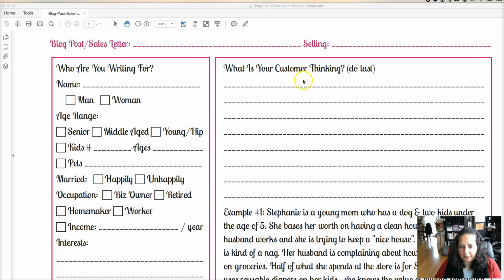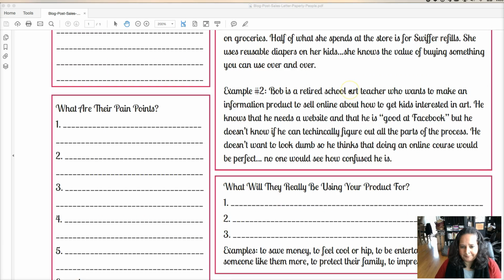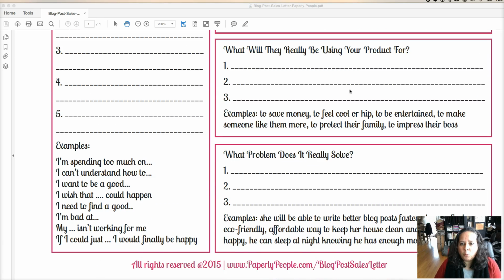This last part we're going to come back to. That's why it says do last. Okay, what are they going to really be using your product for? This is something like saving money or feeling cool and hip. A lot of times, if you're selling something like little necklaces, which is one of the things that I sell, it can feel like it doesn't really solve a problem, right? Or what they will really be using it for.